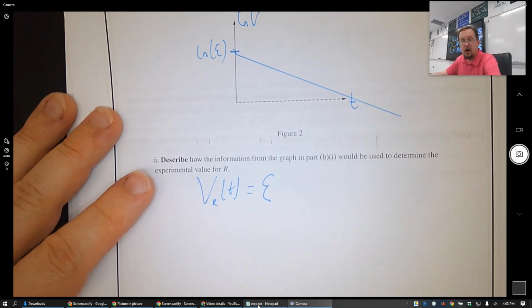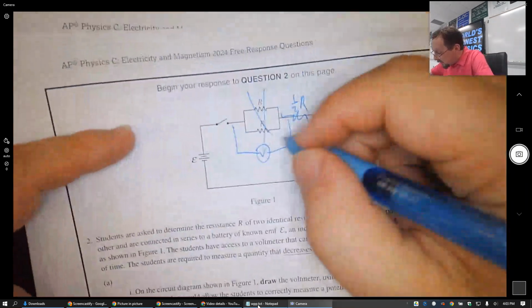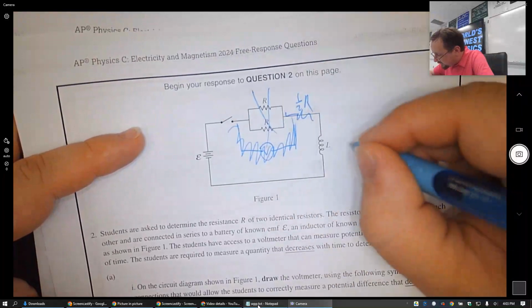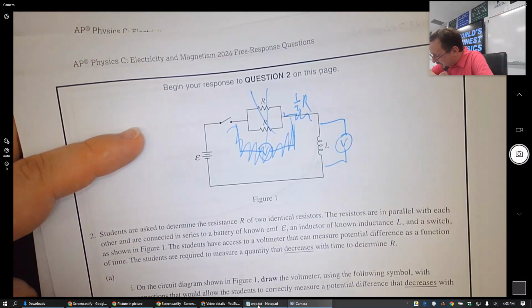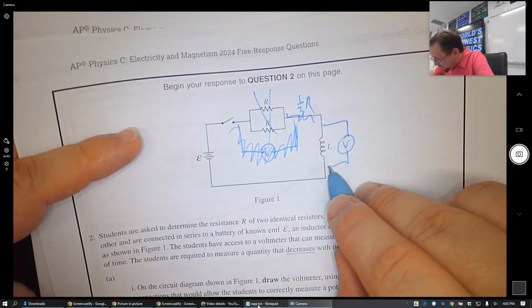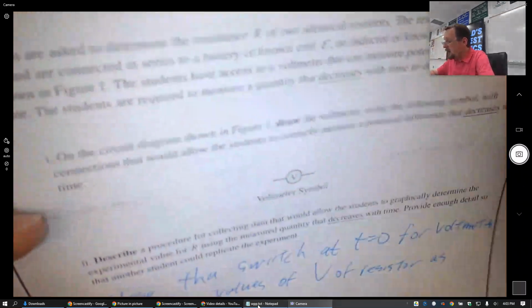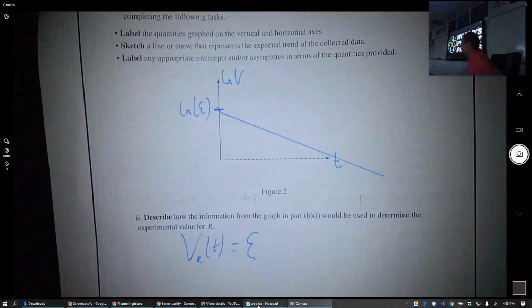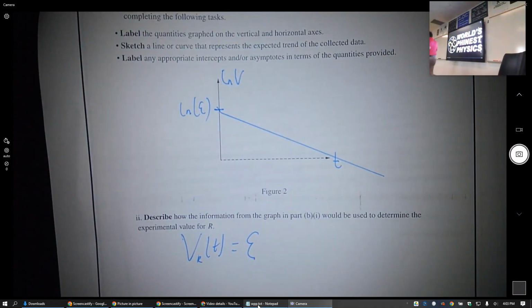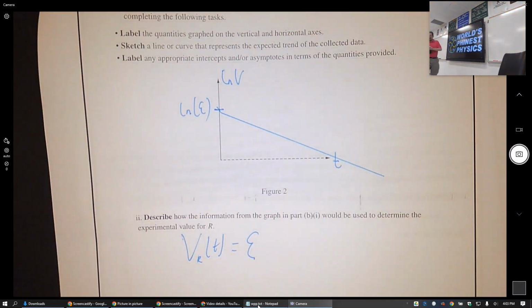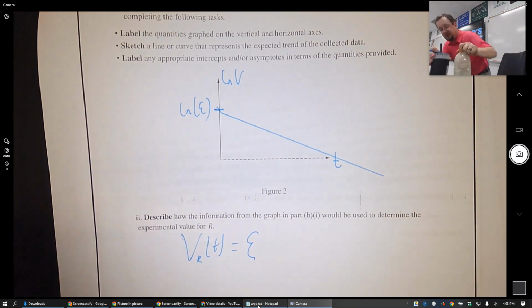Wait a minute, this is wrong. The voltage on the inductor is what decreases. No, I'm thinking about this like it's a capacitor. The voltmeter is supposed to be right there. This is still technically correct, though. Yeah, the voltage on an inductor decreases with time because the inductor acts like an open switch, then acts like a closed switch. Man, I'm screwing this up.